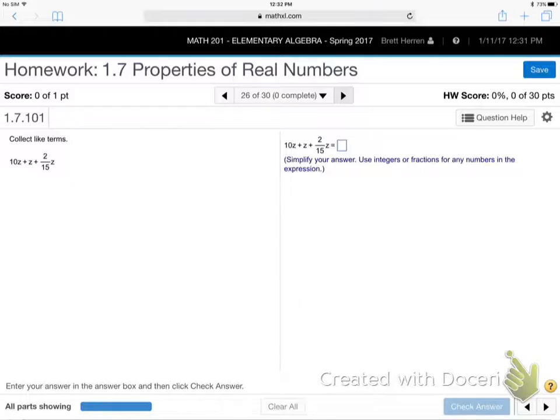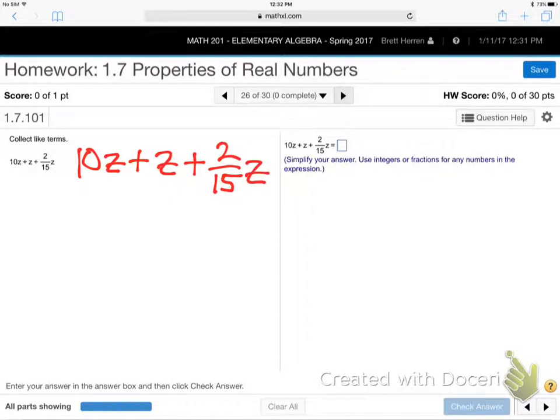And I don't exactly remember what it looked like again. Let me see. Okay, yeah, so 10z plus z plus 2/15 z. Yeah, they want me to combine all those, right? And the problem is we've got a fraction. If that just wasn't a fraction, it wouldn't be any problem at all. So that's a z in the middle, I'm scribbling too badly there. It's a z in the middle.